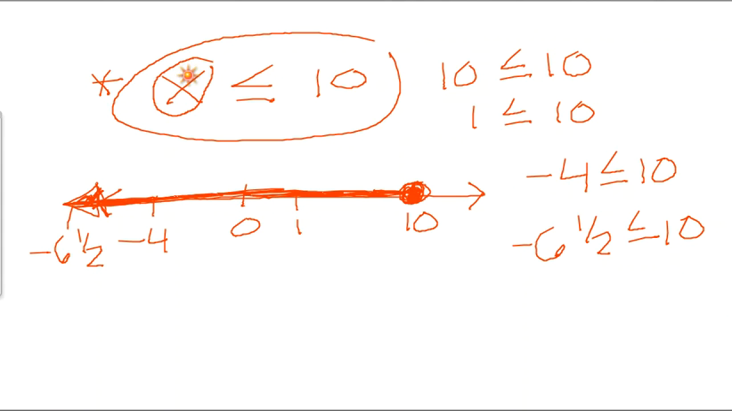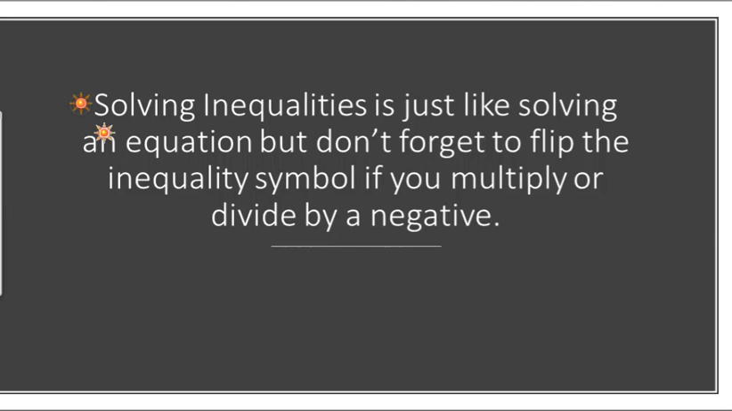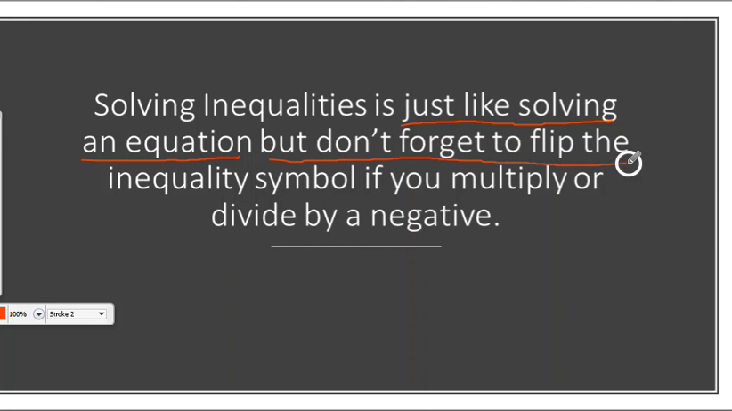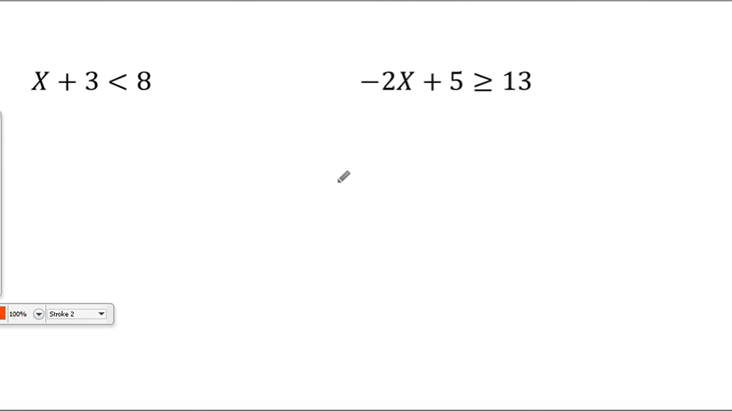So with that said, when you solve inequalities, it is just like solving an equation, but don't forget to flip the inequality symbol if you multiply or divide by a negative as your last step. So solving inequalities is just like solving equations. When we solve an inequality, we are trying to isolate the variable by using inverse operations. Whatever you do on one side of the inequality, you've got to do the exact same thing on the other side to keep it equal.